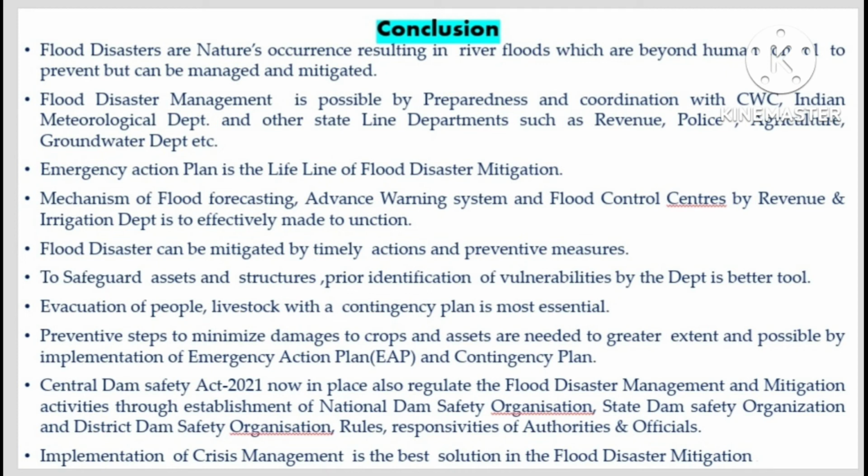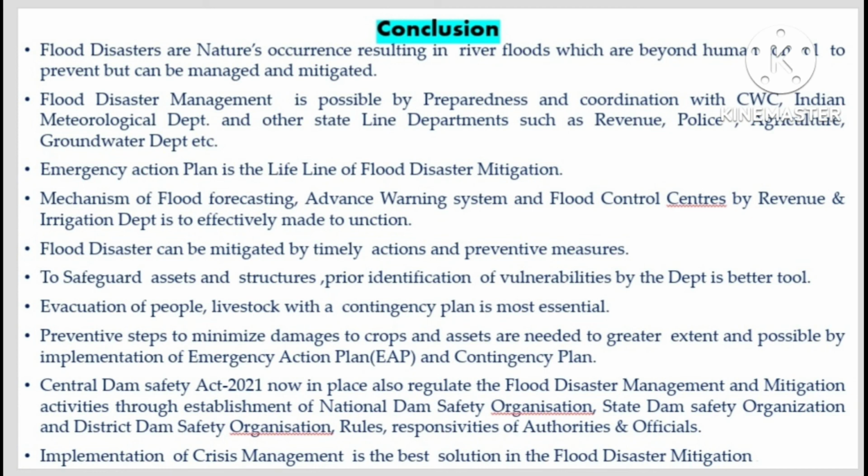Conclusion: Flood disasters are nature's occurrence resulting in river floods, which are beyond human control to prevent but can be managed and mitigated. Flood disaster management is possible by preparedness and coordination with CWC, Indian Meteorological Department, and other state line departments such as Revenue, Police, Agriculture, Groundwater Department, etc. Emergency action plan is the lifeline of flood disaster management.